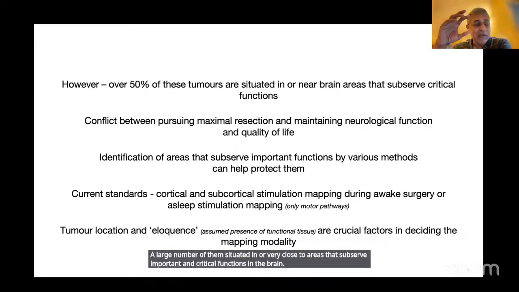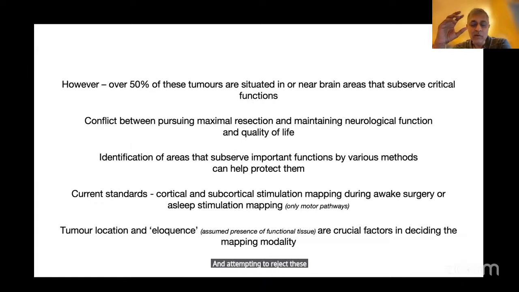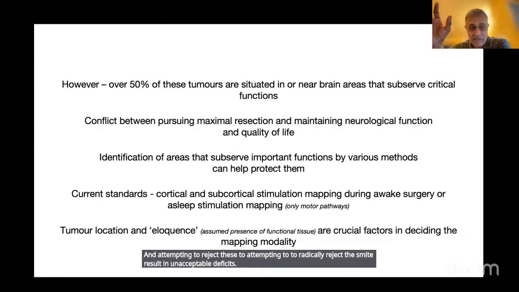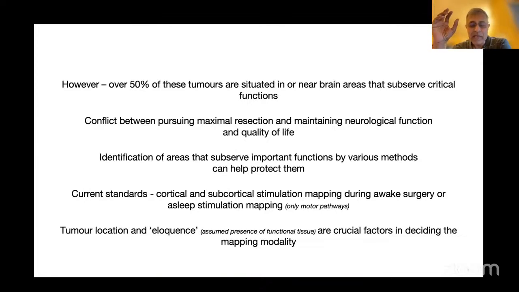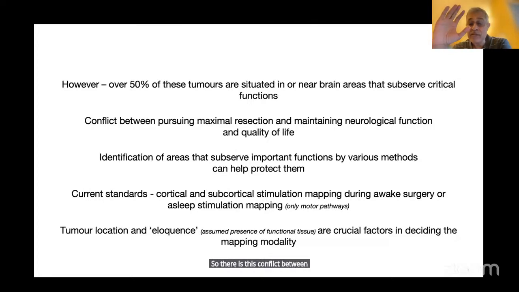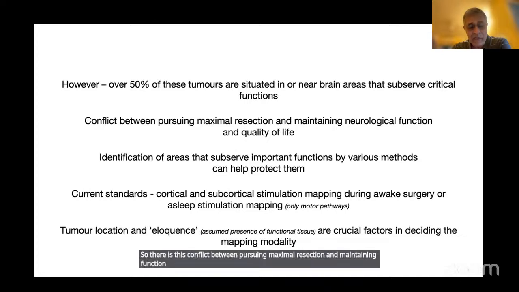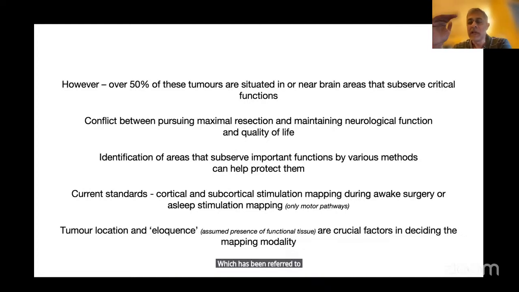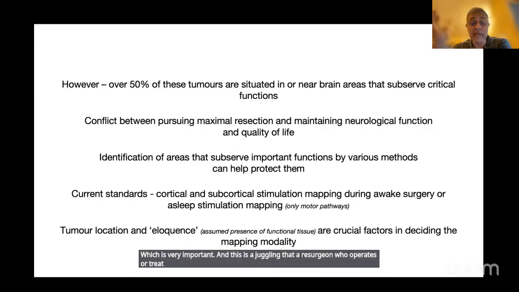And attempting to resect these, attempting to radically resect these might result in unacceptable deficits and seriously compromise the quality of life and even the survival of these patients. So there is this conflict between pursuing maximal resection and maintaining function and the quality of life, which has been referred to in various terms, including the term oncofunctional balance, which is very important. And this is a juggling act that every surgeon who operates or treats gliomas has to maintain.